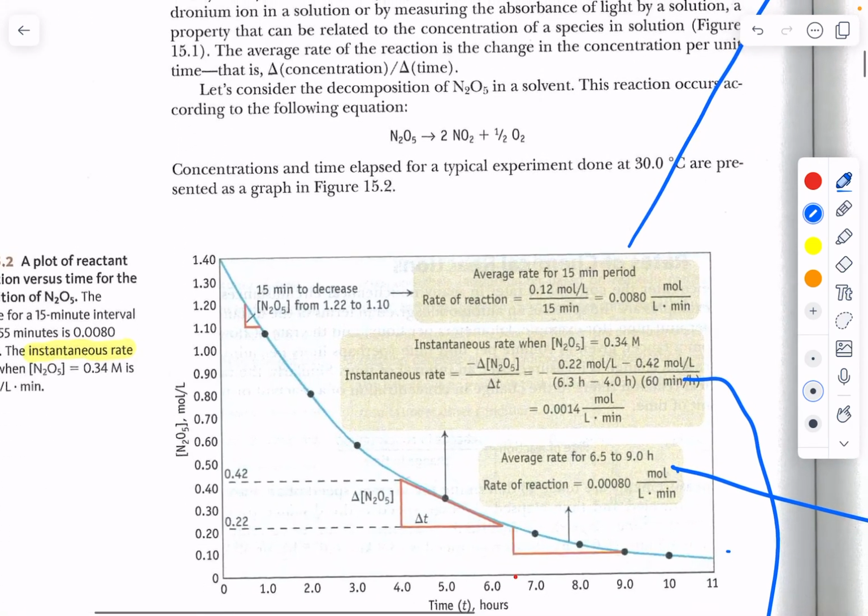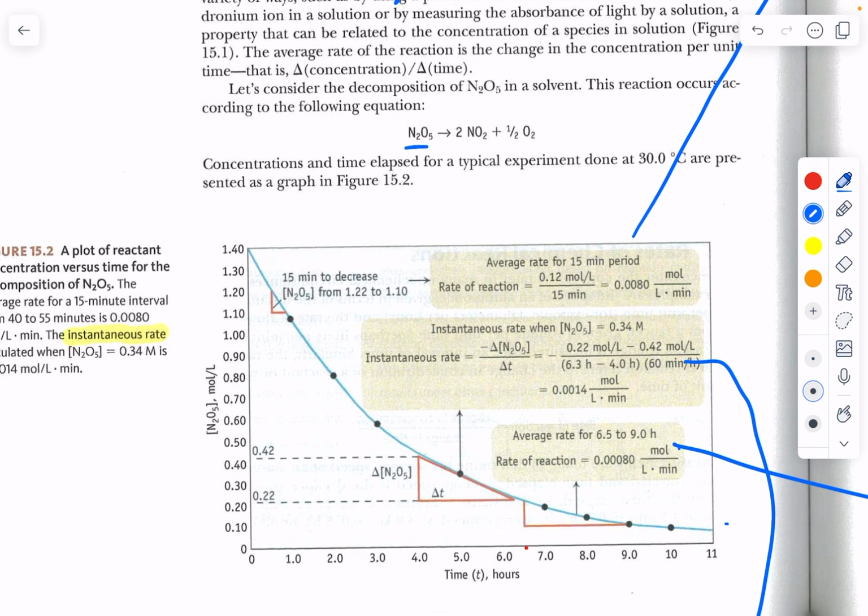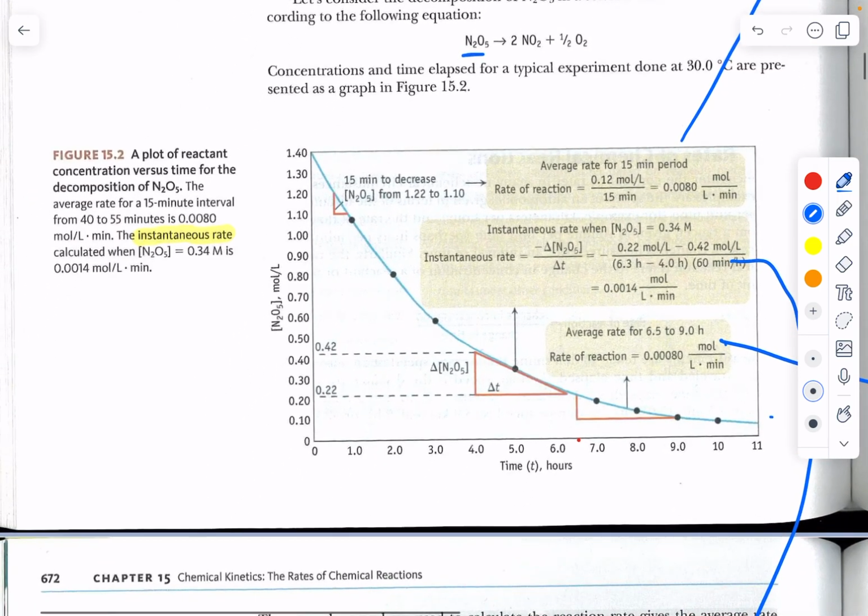So here's a particular example. Let's say we have dinitrogen pentoxide that decomposes into nitrogen dioxide and oxygen gas. Notice the stoichiometry is a 1 to 2 to 1/2 ratio. Now, if we were to graph this, the change in concentration, which means we'd have to be taking samples of the reaction at various points in time and testing their concentration, we could get a graph that you see here in blue.